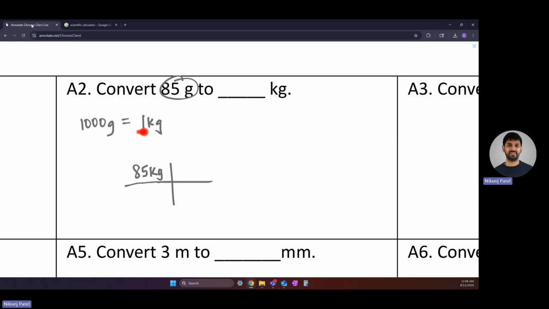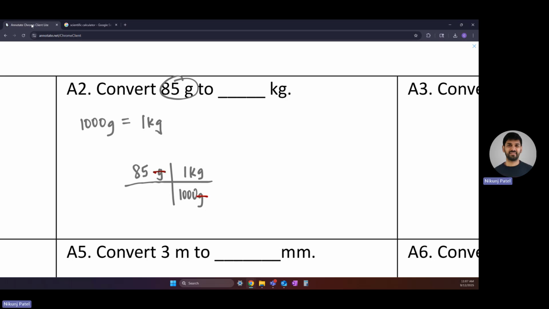So now I need to adjust that. That should be grams, 85 grams. So now I want to place grams in the denominator here. So grams is going to be that 1,000 grams, and above it is going to be 1 kilogram.